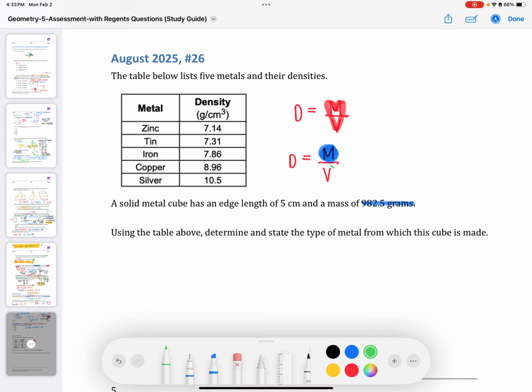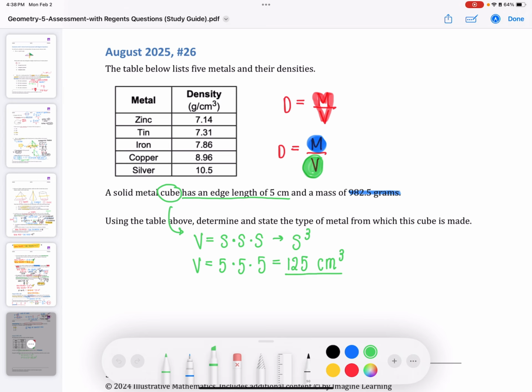So what I'm going to do is actually calculate the volume, because they told us that it has an edge length, or side length, of 5 centimeters. And we know that for the volume of a cube, it is just side times side times side, or you can think of it as side cubed. So it's really 5 centimeters times 5 centimeters times 5 centimeters, which gives me 125 cubic centimeters. That is our volume, and we're going to plug it into where we see V in the density formula.